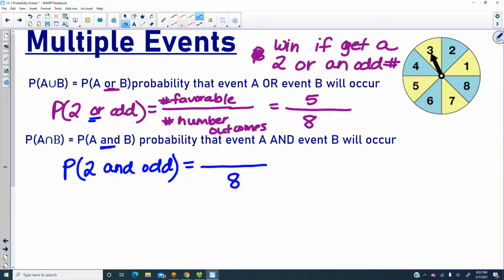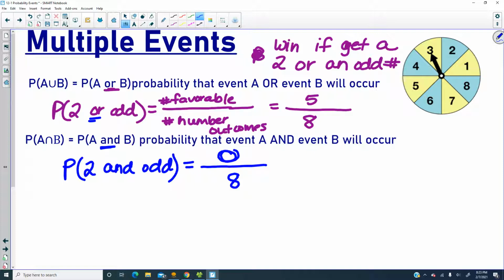So let's see which fall in that category. 1 is odd, but it's not 2. So that's not an option. 2 is 2, but it's not odd. 3 is odd, but it's not 2. 4 is not odd. 5 is odd, but it's not 2. 6 is not odd. 7 is odd, but it's also not 2. And 8 is not 2. So there are actually 0 ways of getting a number that's both 2 and odd at the same time. So there's a 0 chance that I'll win if we change the word "or" to "and."